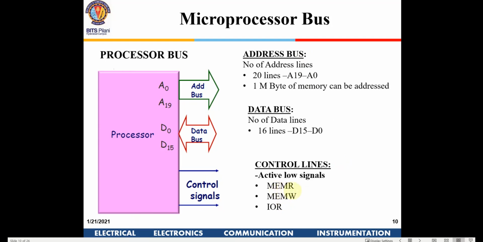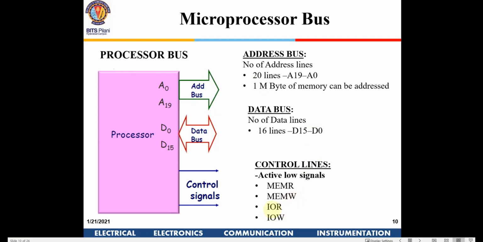MEMR means memory read. Whenever this memory read signal goes high, the memory corresponding to the address which is placed here will be made ready for a read operation. Similarly, MEMW means memory write. There will be 4 different wires here. When this memory write signal goes high, whatever address is placed in the address bus, the corresponding memory cell will be made ready for a write operation.